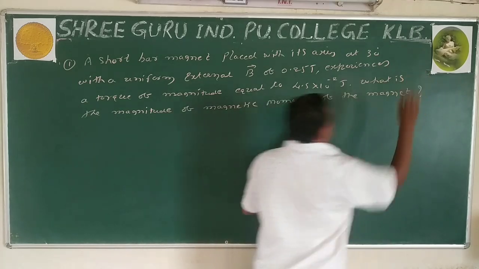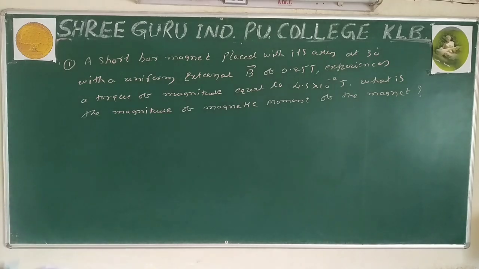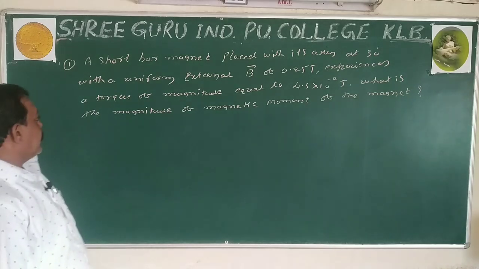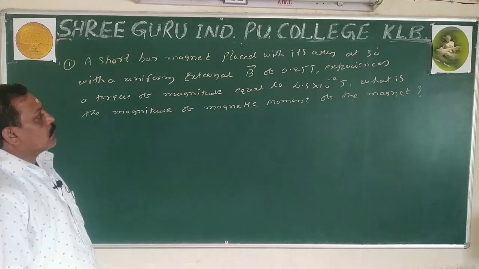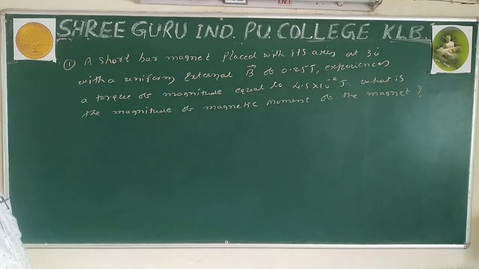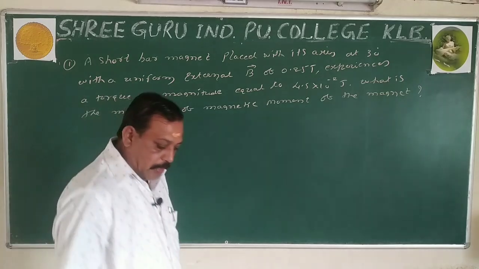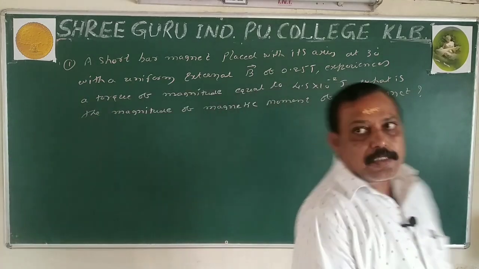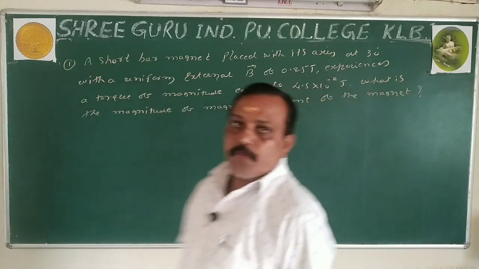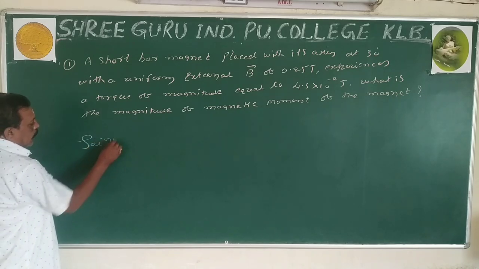Now this is our problem. देख लो एक बार. What does the problem tell? A short bar magnet placed with its axis at 30 degree with a uniform external magnetic field of 0.25 Tesla experiences a torque of magnitude equal to 4.5 into 10 to the power of minus 2 joules. What is the magnitude of the magnetic moment of the magnet? Now he has given the torque experienced by the magnet. By using that one, we go for the solution. आधा solution उधर ही है. Solution. Given लिखने की ज़रूरत नहीं है.